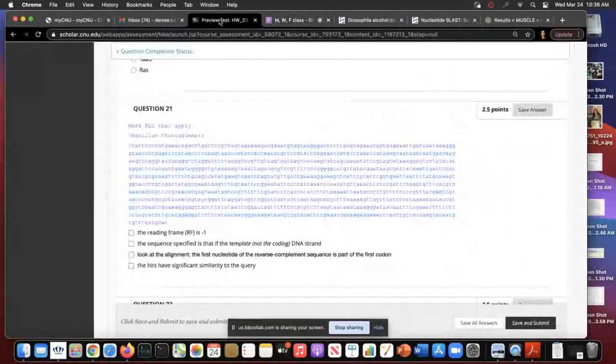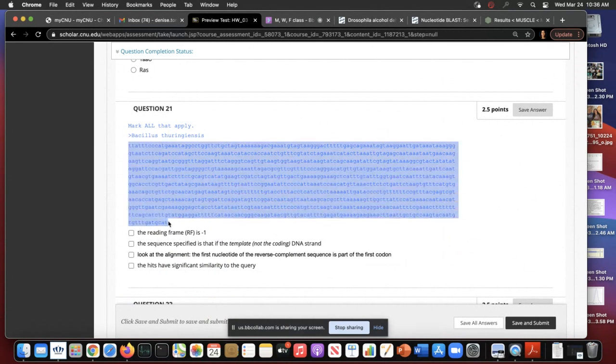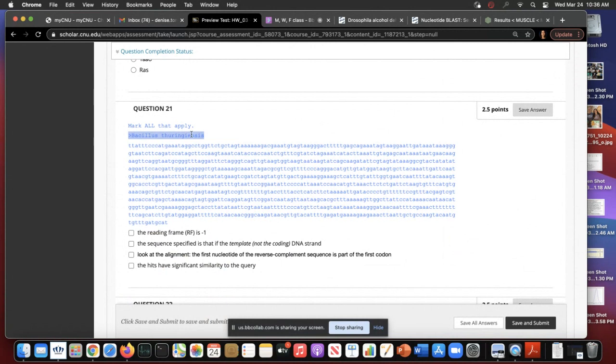Here's question 21 on homework 3. I'm asking you, what is the reading frame? So right now, all you know is, here's some DNA sequence. It has been labeled with this, so that's the identifier. So this is your FASTA format.